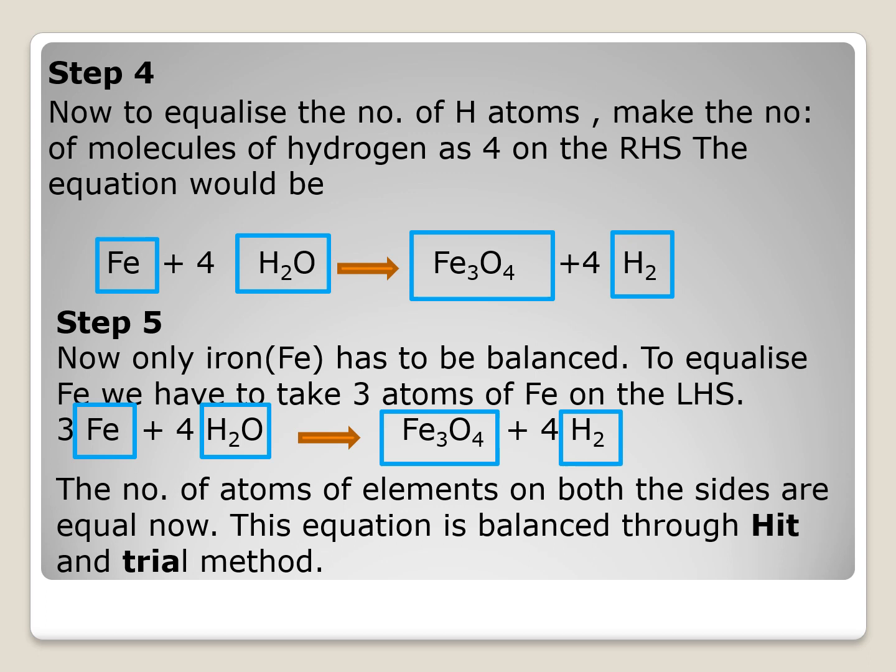Fifth step. Now only iron has to be balanced. So to equalize iron or Fe, we have to take 3 atoms of Fe on the left hand side. Then it becomes 3Fe plus 4H2O gives Fe3O4 and 4H2. The number of atoms of elements on both the sides are equal. This equation is now balanced and it is done by hit and trial method.